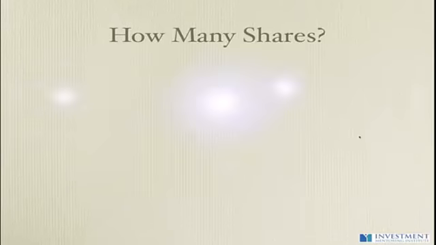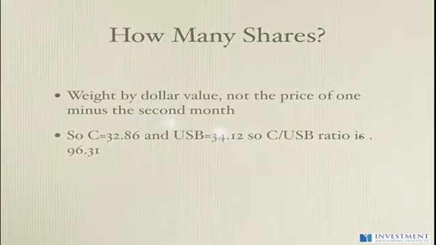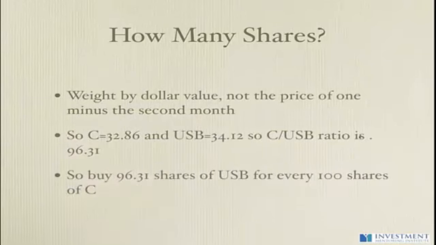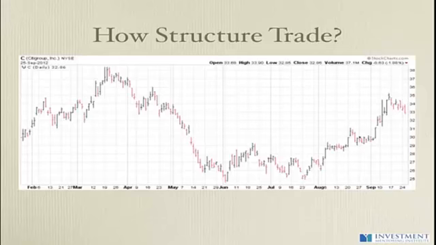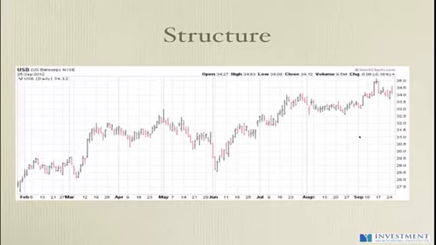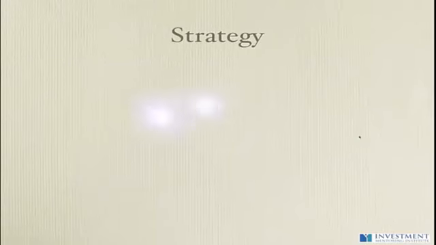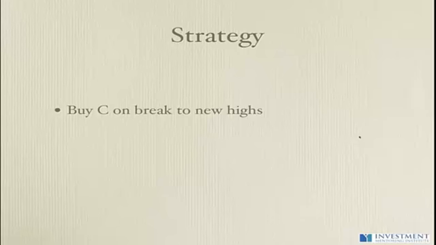But I never like to do things the way other people do it. So I want to show you the way I like to do it, which can make you a lot more money. Let's take a look once again. Here's our Citibank chart. Here is our USB chart. So here's my strategy. This is how I'm going to put the actual trade on in the real world: I'm going to buy Citibank only on a break to new highs. So if Citibank doesn't break to new highs, I'm never going to put this trade on. But if Citibank breaks to new highs, I'm going to buy Citibank.